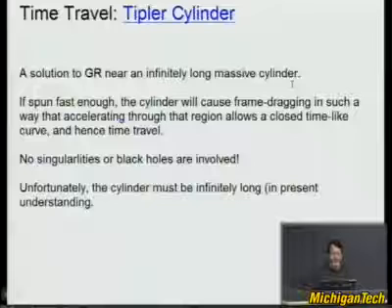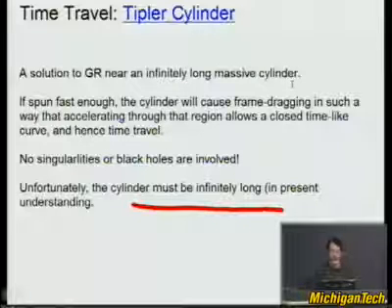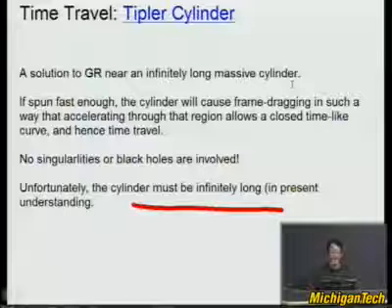Isn't that interesting? So people were amazed by this. Something so simple allows time travel. Why don't we just build one and go into the past? Well, it turns out that, again, the more sophisticated analysis shows the cylinder really must be infinitely long, or it doesn't work. So we can't make an infinitely long cylinder, so we can't get this to work.